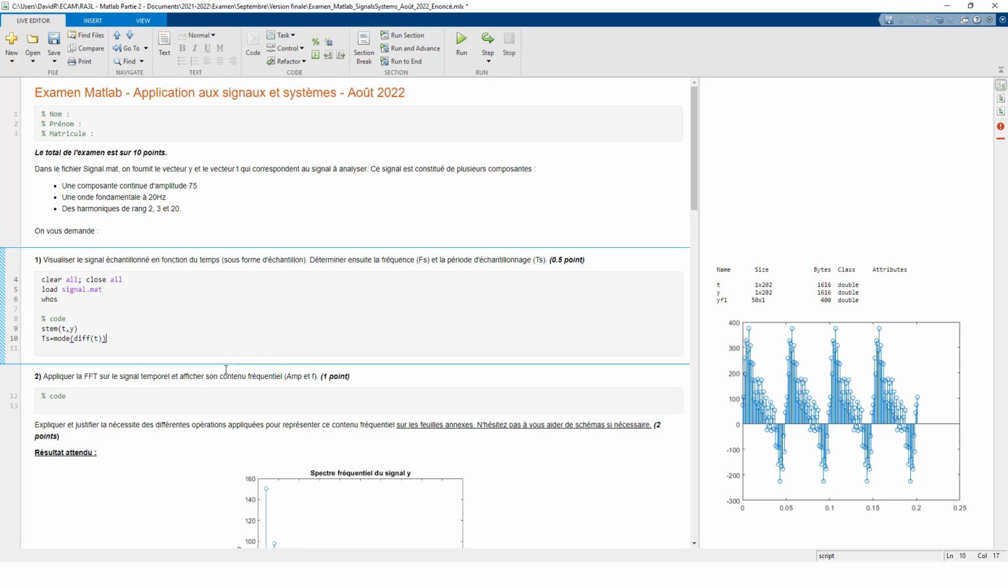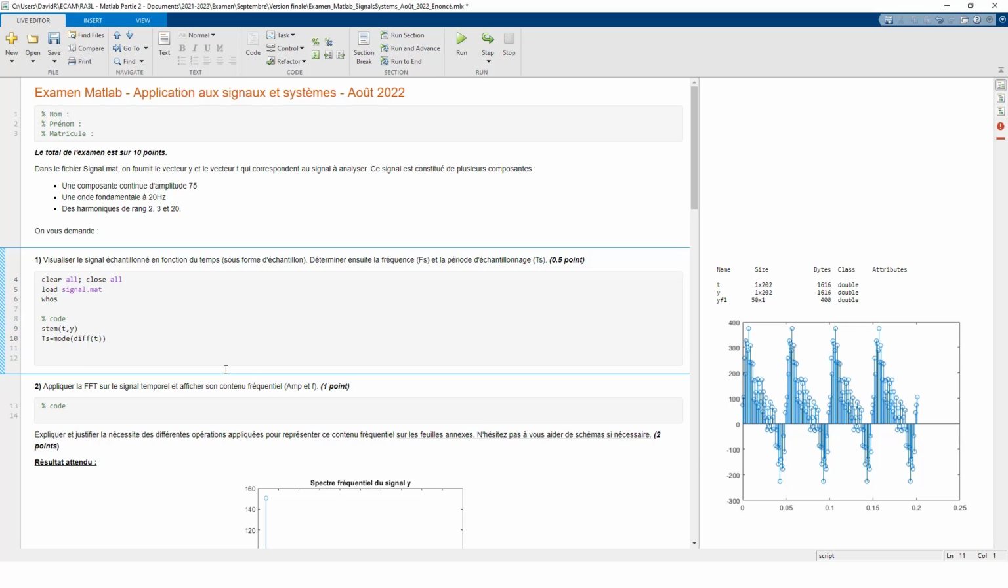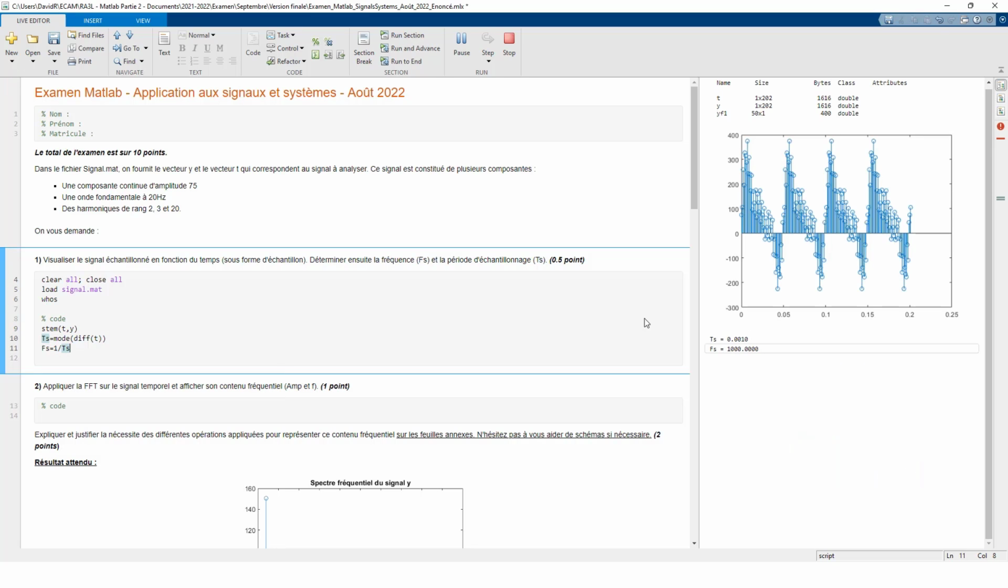Si on souhaite ensuite récupérer la fréquence d'échantillonnage, on sait que le pas ou la période d'échantillonnage, c'est bien la même chose, c'est l'inverse de la fréquence d'échantillonnage. Donc on va simplement pouvoir venir faire ceci pour obtenir notre fréquence d'échantillonnage. Et vous voyez qu'avec ça ici, on se retrouve bien avec un pas d'échantillonnage qui est de 1 milliseconde et une fréquence d'échantillonnage qui est ici de 1 kHz.